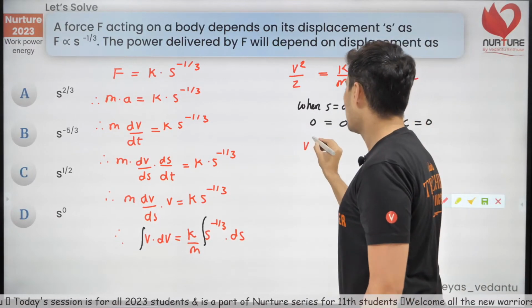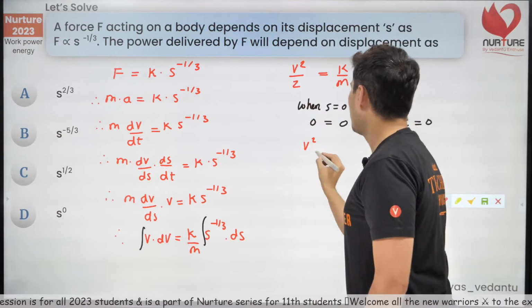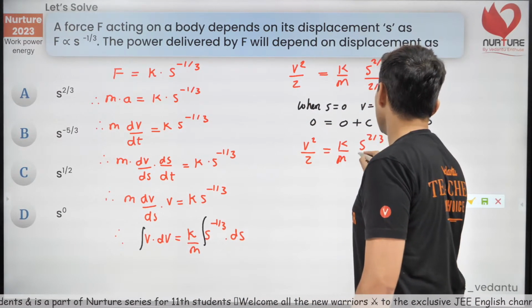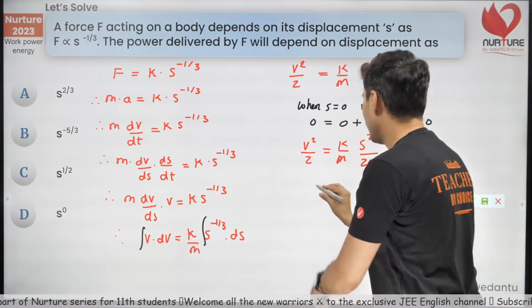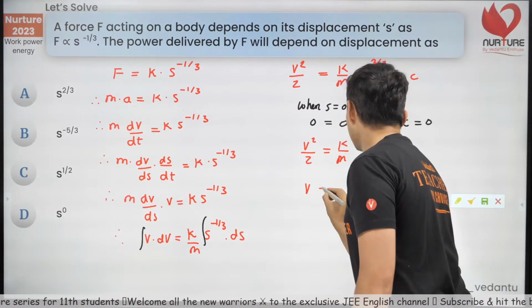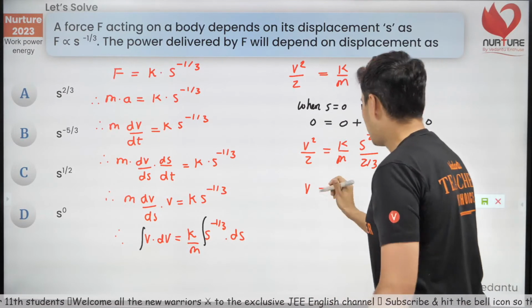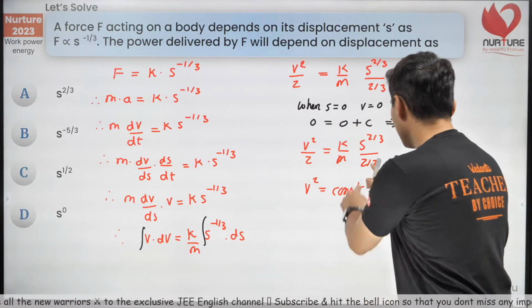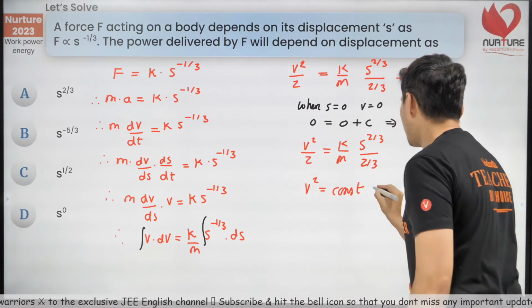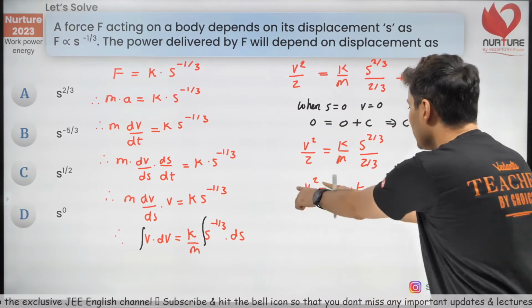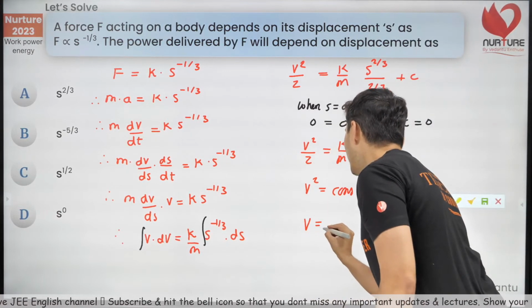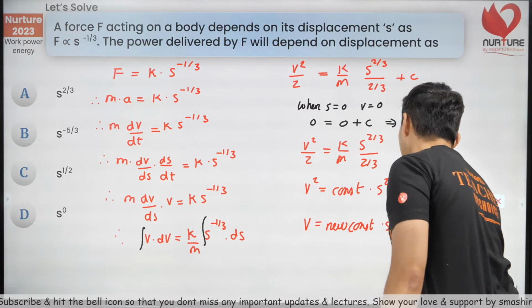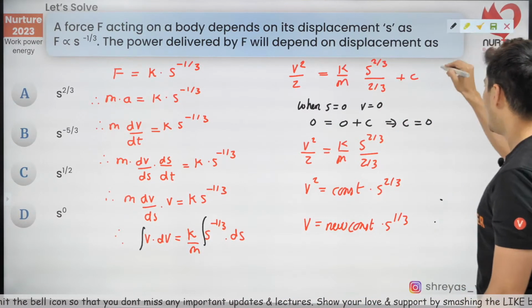Now let's do this. V square by 2 is equal to k by m s raised to 2 by 3 by 2 by 3. Doesn't matter. v square is nothing but some constant. This 2 by 3, 2, k, all these are constants into s raised to 2 by 3. Take roots on both sides. So v will be a new constant into s raised to 1 by 3. That's it. Now my job is done.